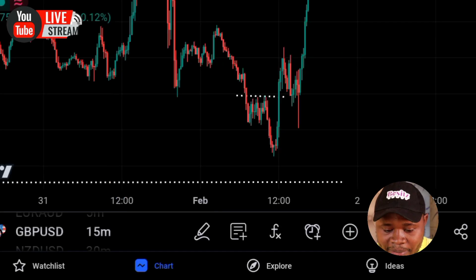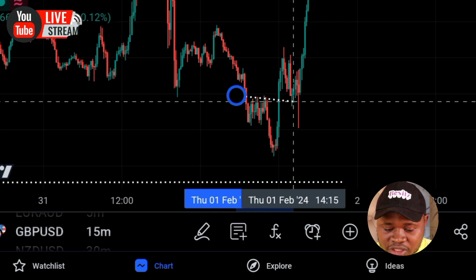So let's take it to 15-minute time frame. Now the market gave us what we call change of character here. Look at this. This is called change of character.